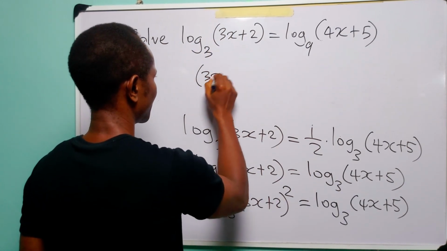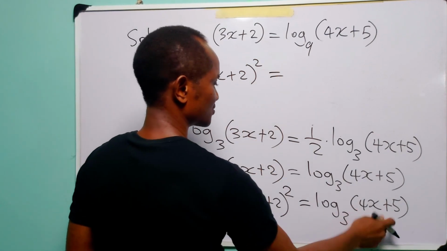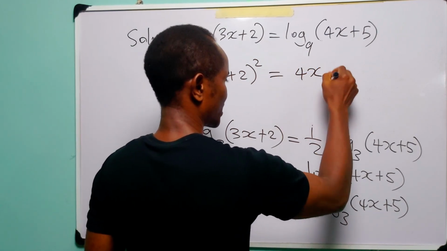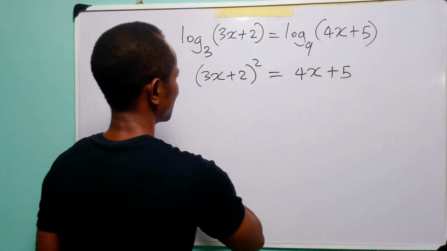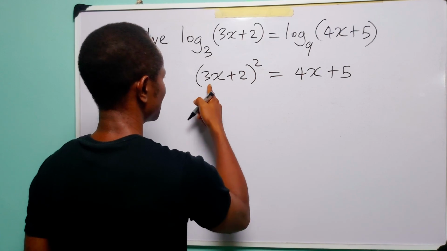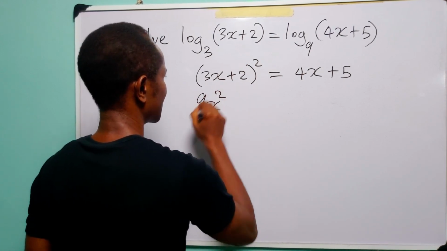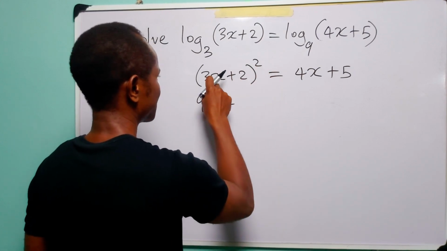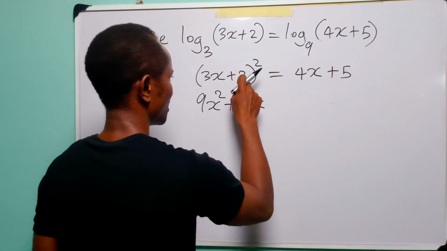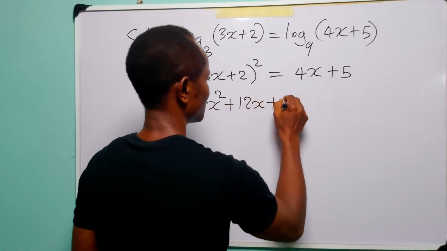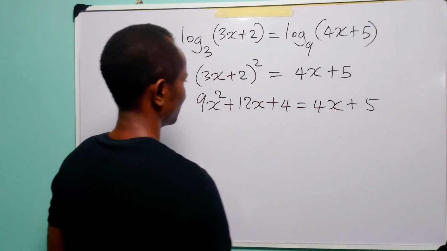3x plus 2 squared is equal to 4x plus 5. Now let us expand the left-hand side. When we do that, we have 3x raised to power 2. That is 9x squared plus 2 times 3x times 2. That is 12x plus 2 raised to power 2, which is 4, is equal to 4x plus 5.